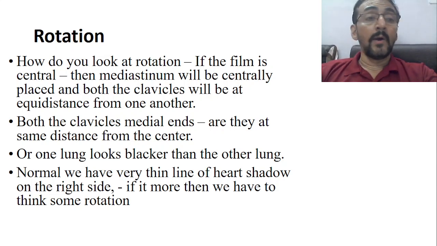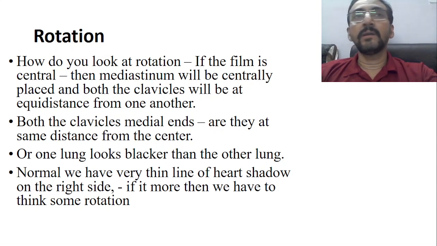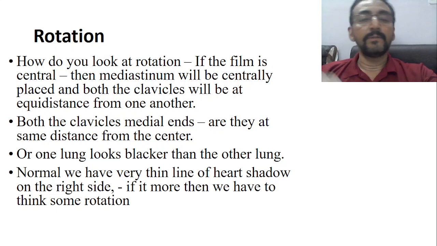Or one lung looks blacker than the other lung. This is another criterion. Usually in a normal film, both lungs should be equally black. The air shadow should be equal. Sometimes one lung is blacker compared to the other lung. This is also possible because of the rotation problem. When you're not placing the patient centrally, sometimes the shadows may differ.